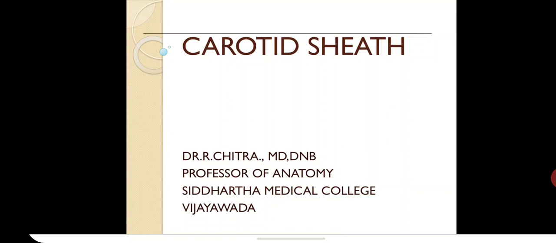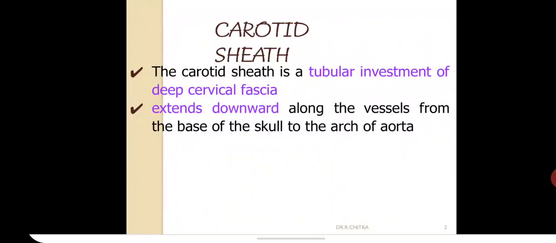Now we will move to the topic carotid sheath. Carotid sheath is the sheath around the carotid arteries. Definition: it is a tubular investment of deep cervical fascia. So its shape is tubular and it's formed by deep cervical fascia. That is the definition. Now extent.